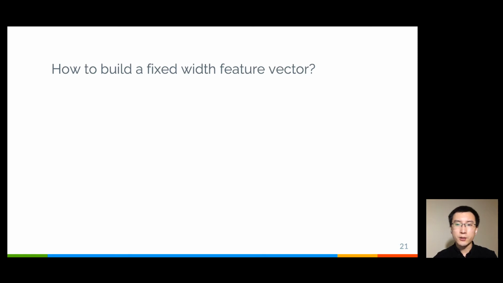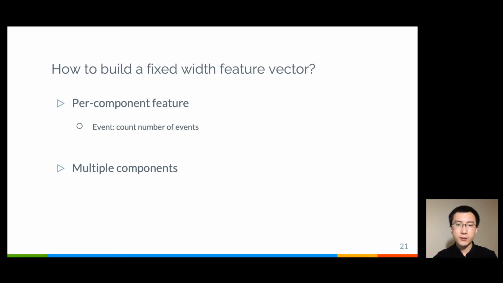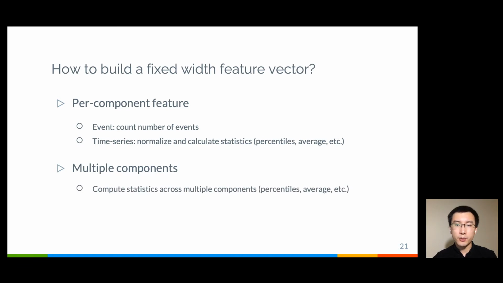Here, we propose a two-tier solution. We first build a fixed length feature vector for each component extracted. Next, we merge all of the components' feature vectors together into a new fixed length feature vector. In the first step, for the event-based monitoring data, we sum the number of events during the incident period. For the time series monitoring data, we normalize the data and compute a series of statistics, such as different percentiles and average of the data. When merging the feature vectors from different components, again, we compute statistics such as percentiles and averages. So through this algorithm, we can build a fixed length feature vector for each incident.